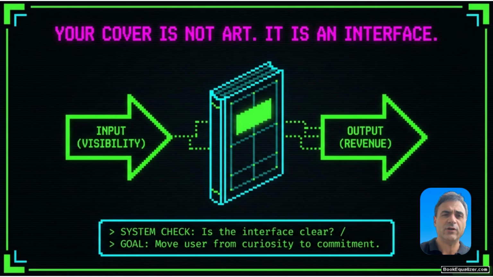Here's the foundation of everything we're going to cover. Your cover is not art, it is an interface. Think about it like a user interface on software. The cover has one job: move the user from curiosity to commitment, from visibility to revenue. That's the system. Input visibility, output revenue. System check. Is the interface clear? Can someone understand what you're offering in 2 seconds or less? If not, the interface has failed. And when interfaces fail, conversions crash. Your book might be incredible, but if the cover interface doesn't communicate that clearly, you're dead in the water. Let's make sure that doesn't happen.